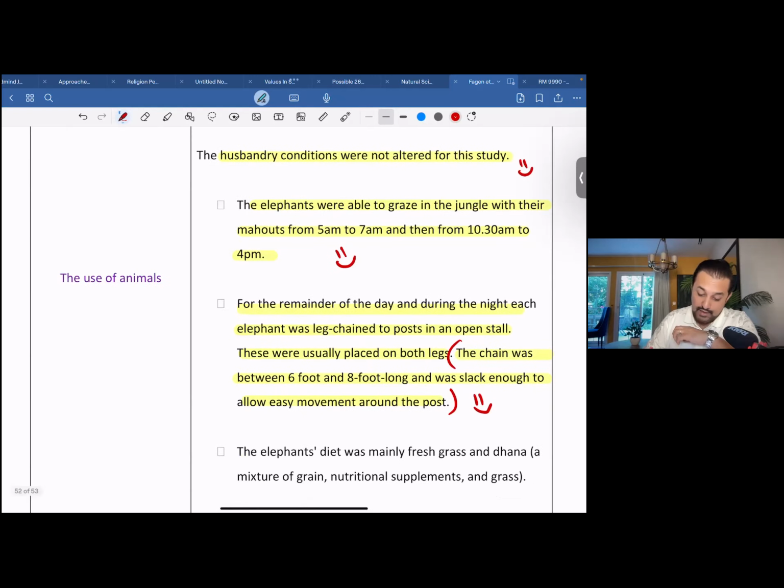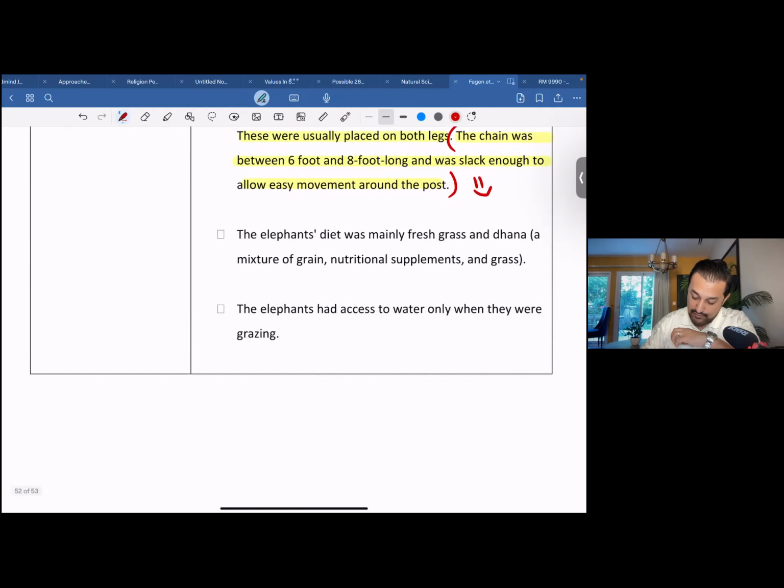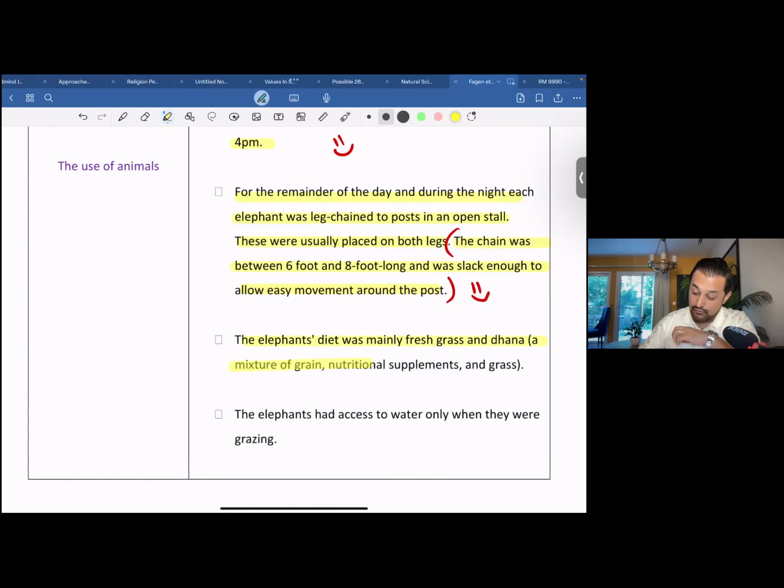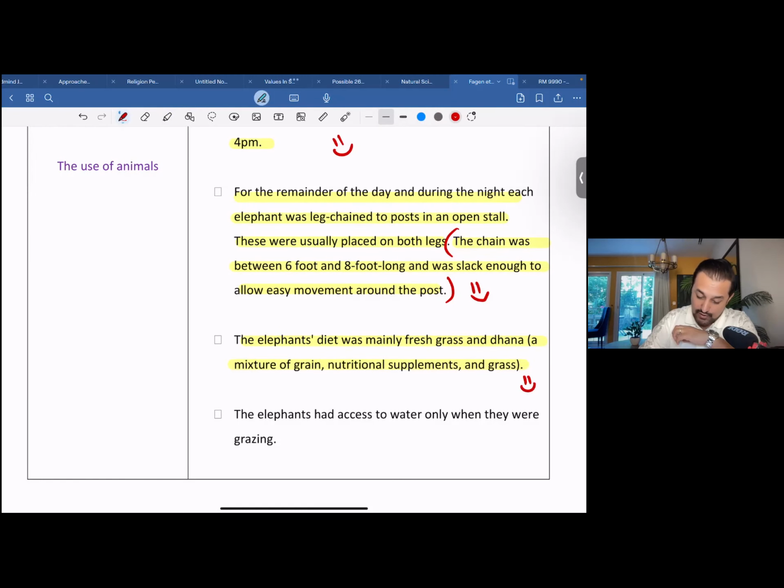The next one: the elephant's diet was mainly fresh grass and dana, a mixture of grain, nutritional supplements, and grass again. So this is again a good thing. No aversive stimuli was used, no punishment was used, and the elephants over here were not deprived of anything. The last one: the elephants had access to water only when they were grazing. So this could possibly be used as a disadvantage. Yes, the animals did have access to water, but this was only restricted to when they went out for grazing, not while they were indoors when they were being tested.